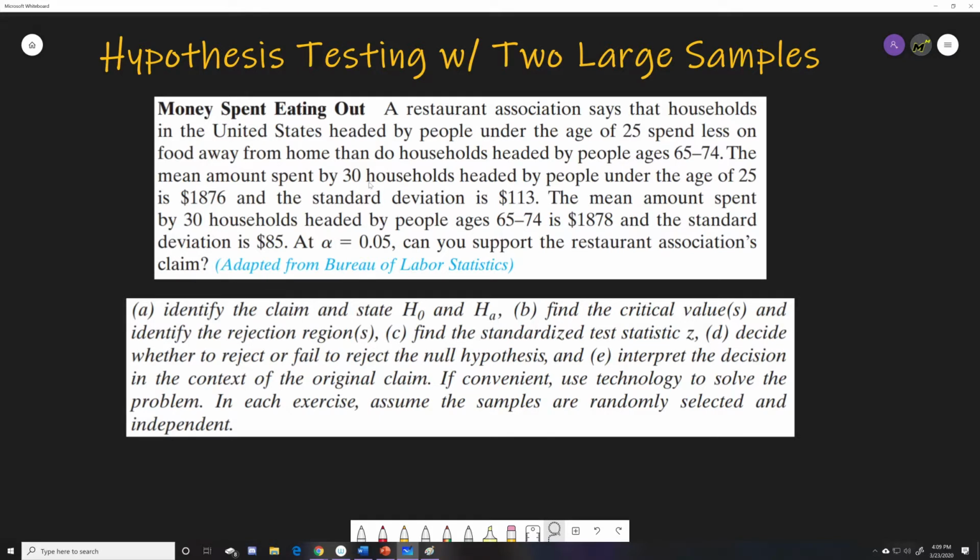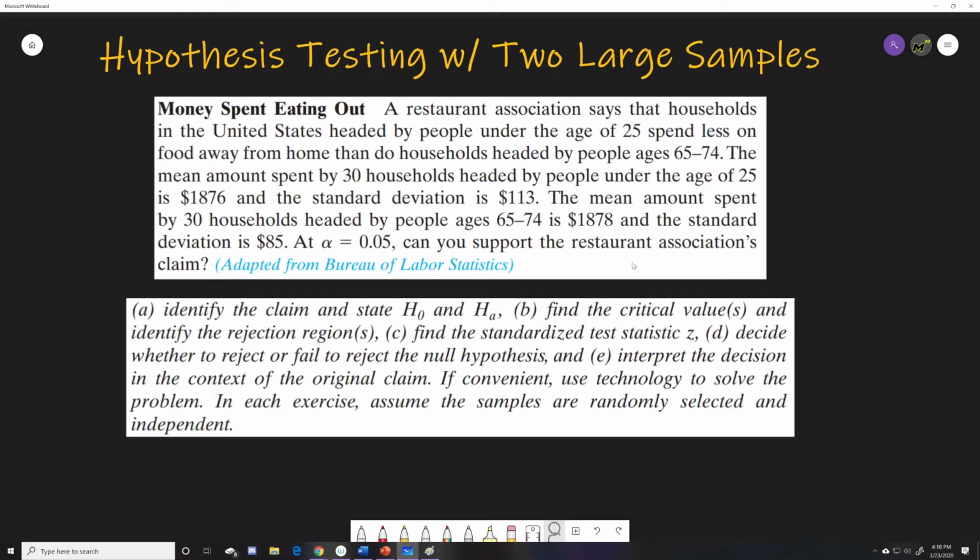The mean amount spent by 30 households headed by people under the age of 25 is $1,876, and the standard deviation is 113. The mean amount spent by 30 households headed by people ages 65 to 74 is $1,878, with a standard deviation of 85. At a level of significance of 5%, can you support the Restaurant Association's claim?